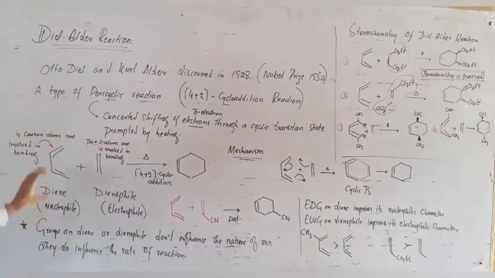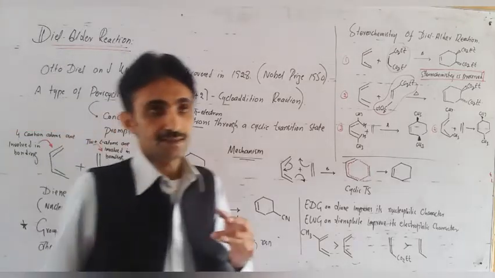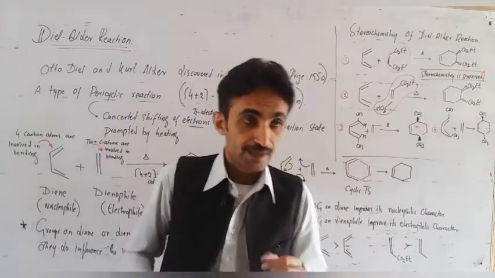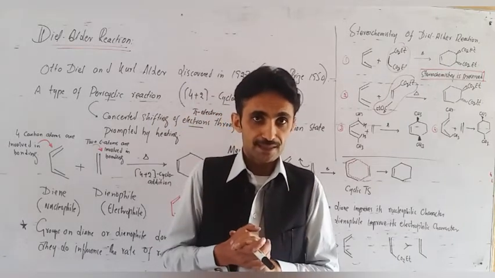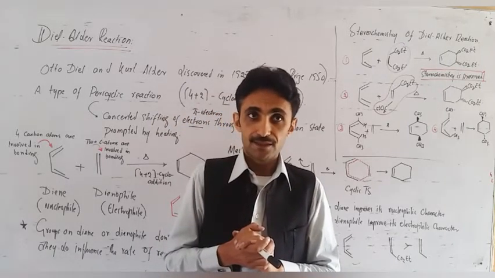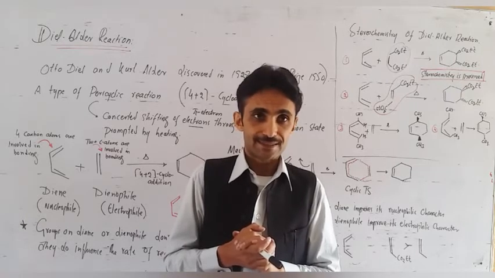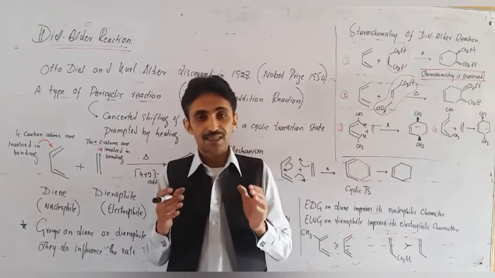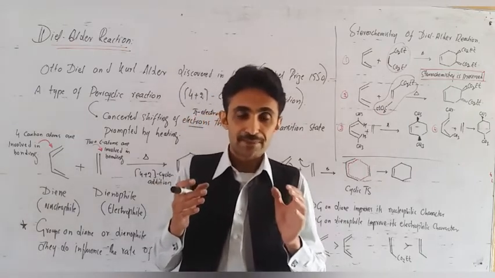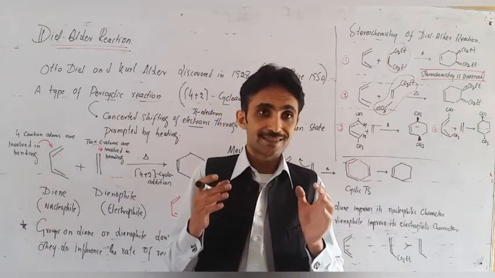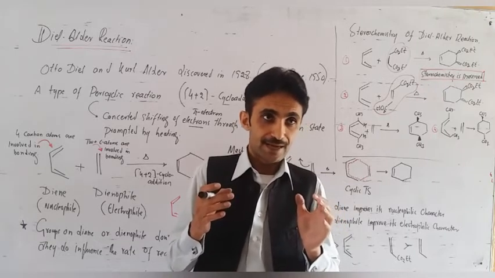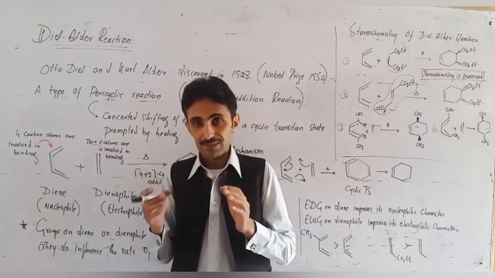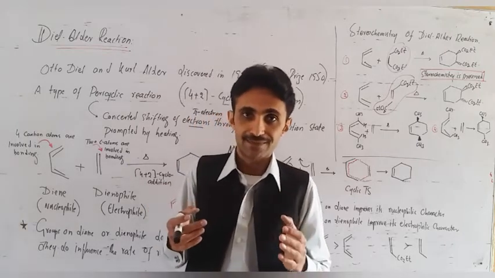What is important with respect to the Diels-Alder reaction is the presence of groups on the diene and dienophile. If an electron withdrawing group is present on the diene, then it will reduce its reactivity. Basically, the presence of this group doesn't influence the mechanism of the reaction, but it greatly influences the rate of the reaction. If we have the desired group on the desired substrate, then it will accelerate the rate of the reaction.